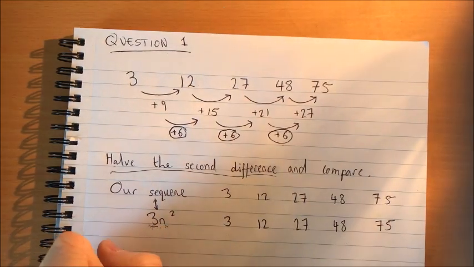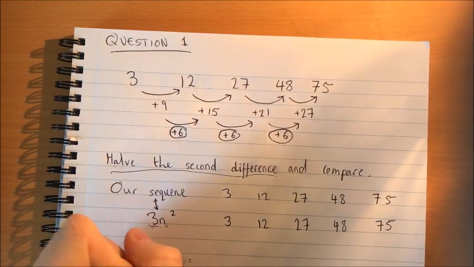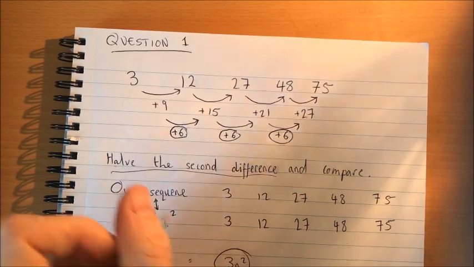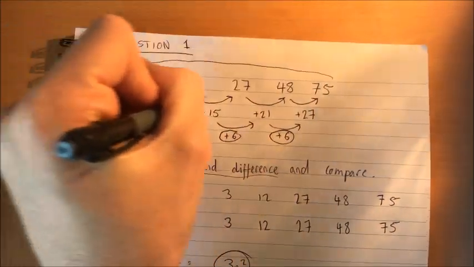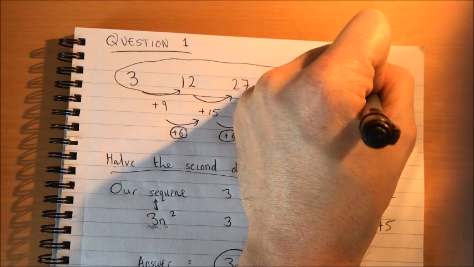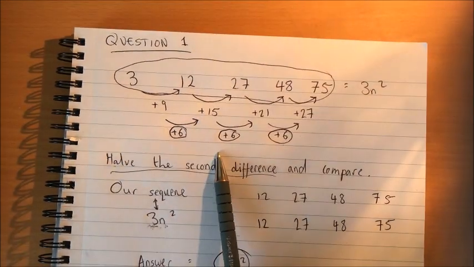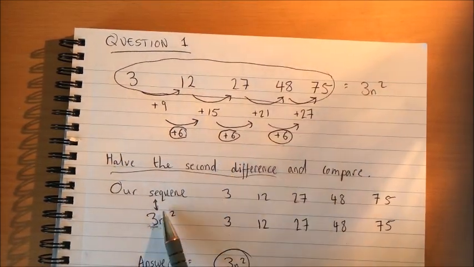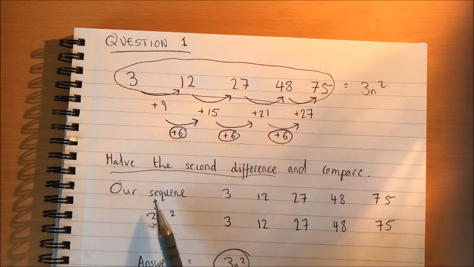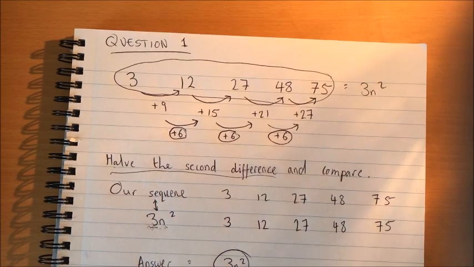So my answer is 3n squared. This sequence here is the sequence 3n squared, because I've halved the second difference and I've seen that there's no difference at all between our sequence and the sequence 3n squared.